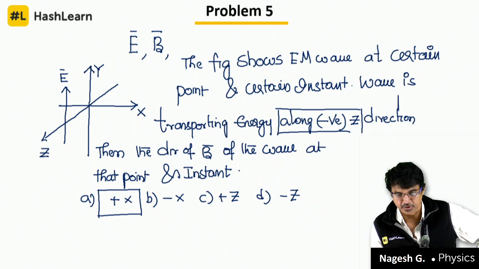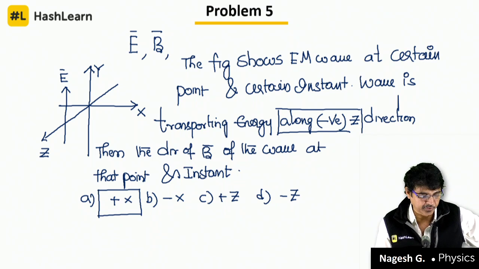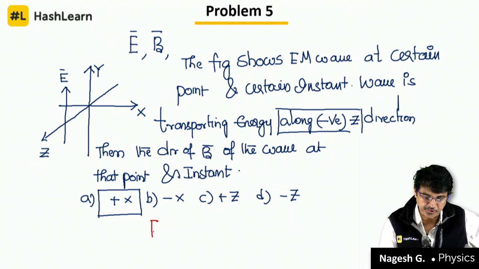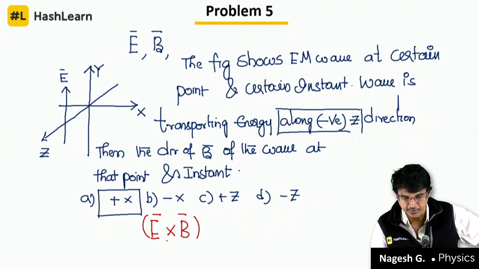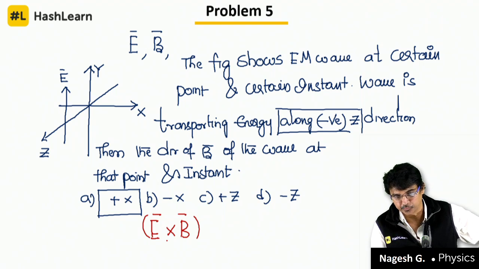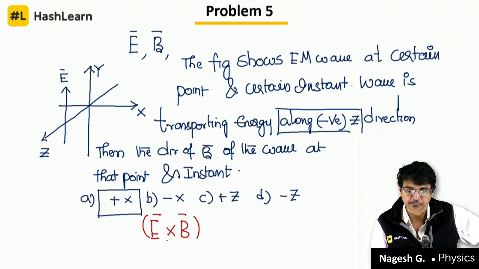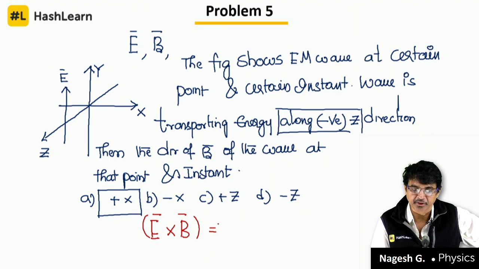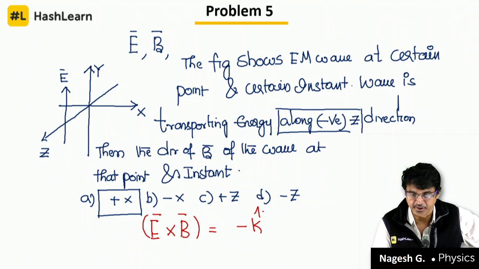So when you observe this question, the answer is positive x-axis, because the direction of the electromagnetic wave is decided by the cross product E bar cross B bar. This is the key point. Make a note of this. The direction of the electromagnetic wave is given by the cross product of E bar and B bar. It is already mentioned the wave is propagating along the negative z direction, meaning minus k cap.